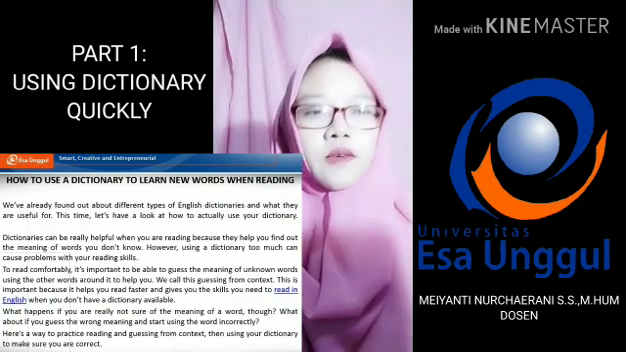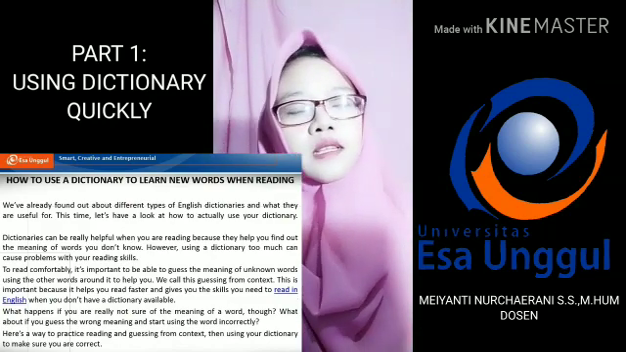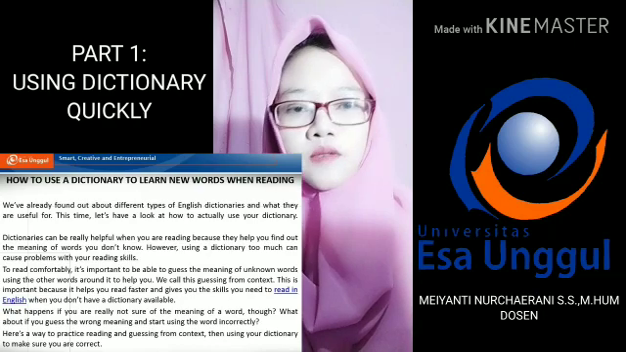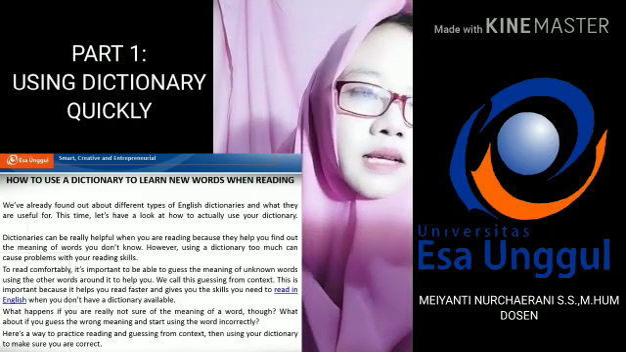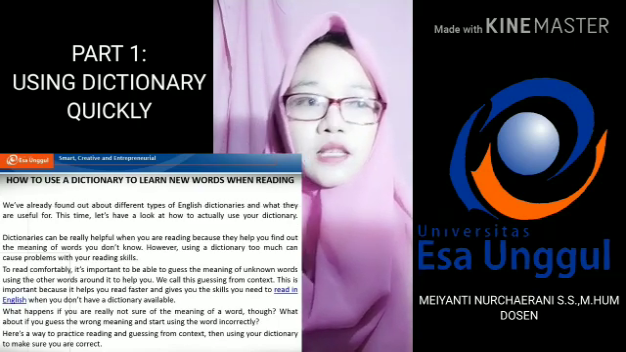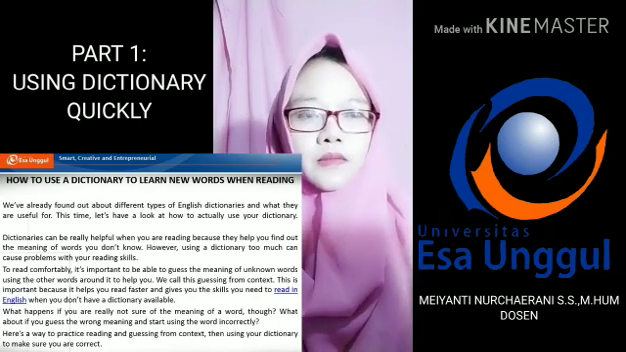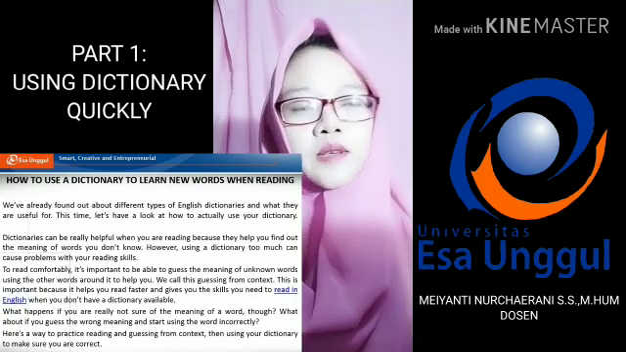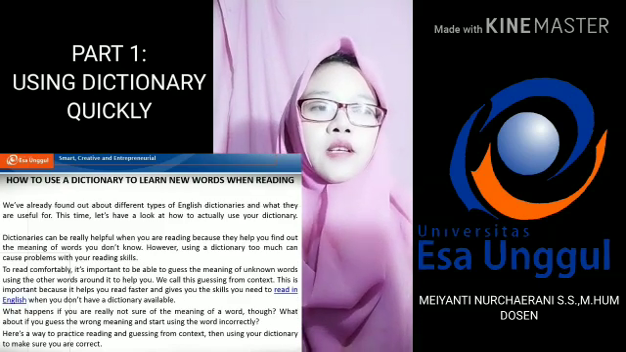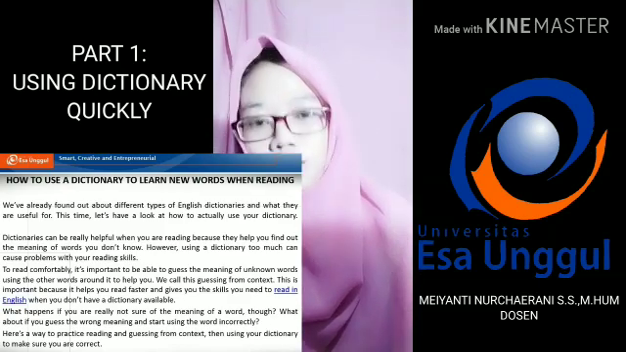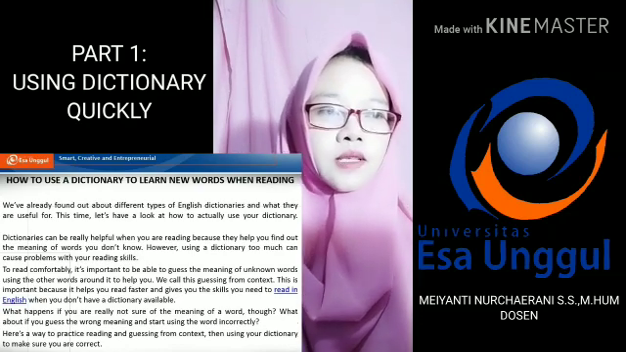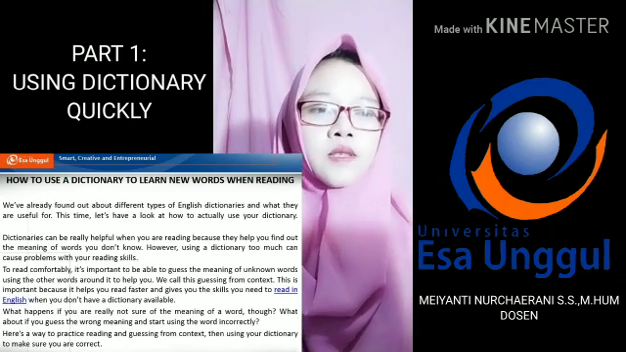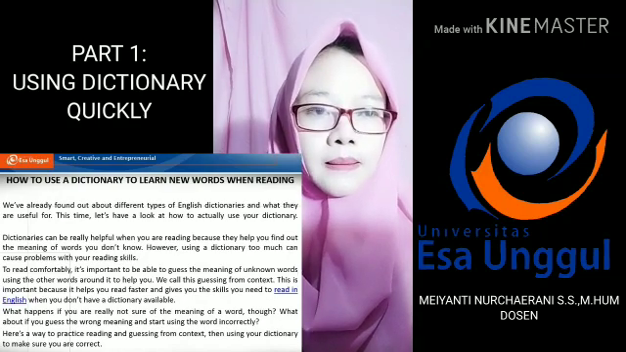So we have already found out about the different types of English dictionaries and what they are useful for. And this time, let's have a look at how to actually use your dictionary. Dictionaries can be really helpful when you are reading because they help you find out the meaning of words you don't know. However, using a dictionary too much can cause problems with your reading skill.